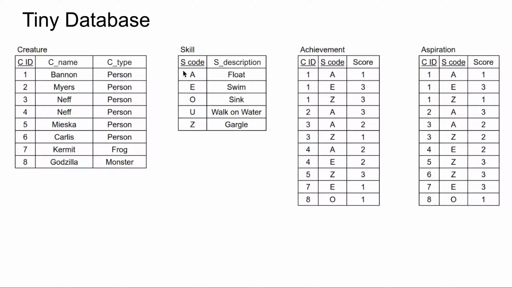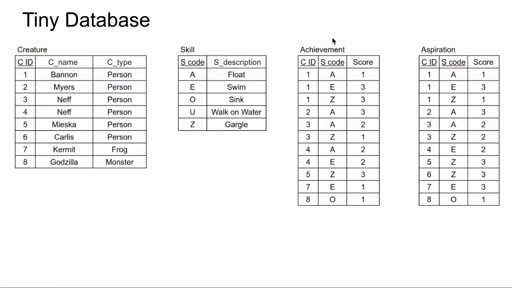Skills are usually described by 1 word, but not always. Walk on water is the exception with 3 words. Like before, the identifying descriptors are underlined with bars. Creature ID is abbreviated CID, and skill code as S code, to take up less space on the page, and because we will write them so often. Using those identifiers, we can see that creatures achieve skills and also aspire to skills.